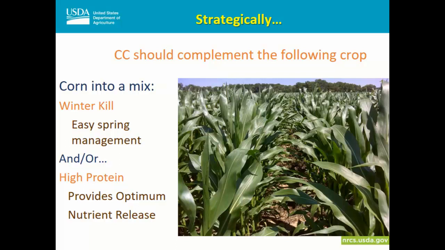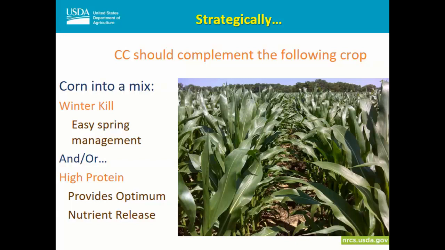So strategically speaking, I'll jump into this just a little bit. Coming into the spring, a time when we're going to start strategizing over cover crops, we need to match up the biology and feed it differently ahead of corn versus ahead of beans, if at all possible. Ahead of corn, we need to think of high protein because we want nitrogen to cycle a little quicker.